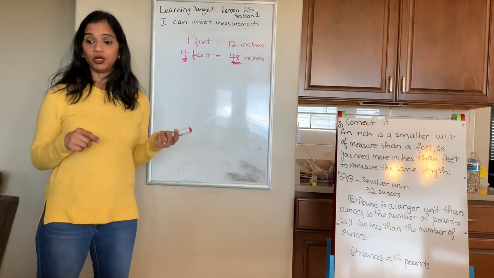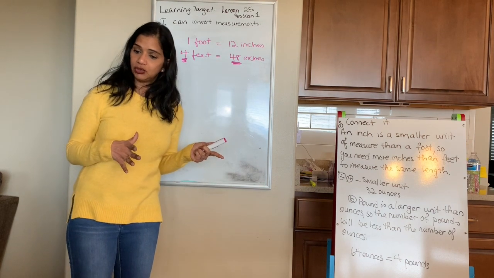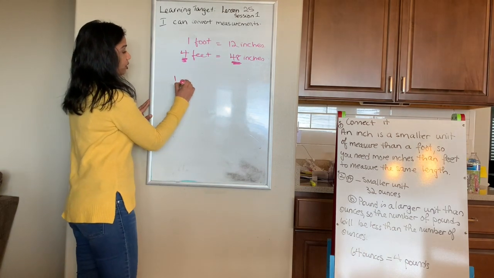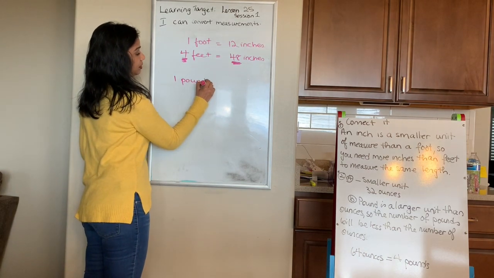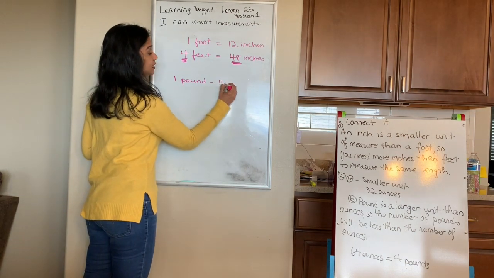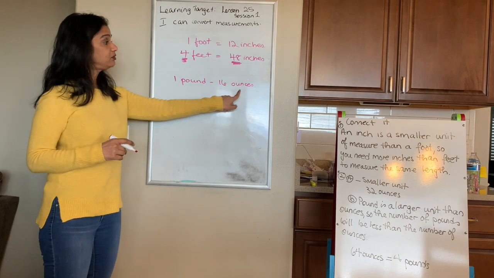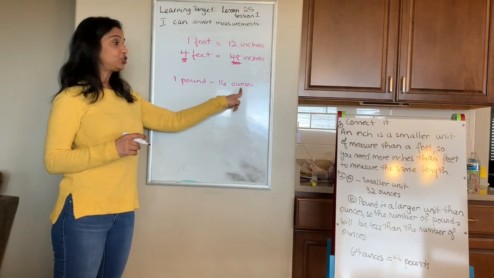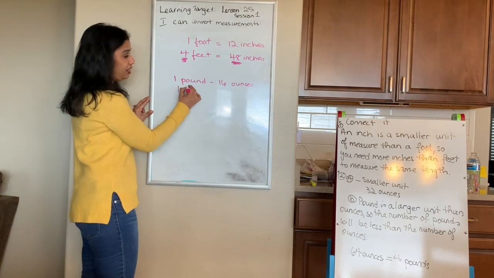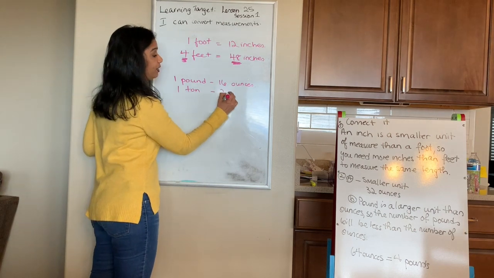Right? The table shows equivalent measurements of weight. Is an ounce a smaller unit or larger unit than a pound? Okay, remember, 1 pound, let's look. Who knows how many ounces in a pound? 16 ounces, right? Now, ounces is a smaller unit of measure, so the number is going to be bigger, right? 1 ton is 2 pounds.